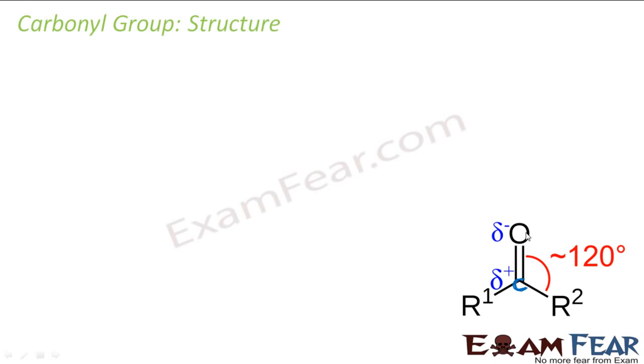And this is oxygen here, and oxygen is more electronegative than carbon, so oxygen will try to attract electrons towards itself. So the electrons will slightly move towards oxygen, and so oxygen will develop a slightly negative charge and carbon will develop a slightly positive charge. And the angle between them is 120 degrees. That is the structure. Let's understand the structure in a little more detail.